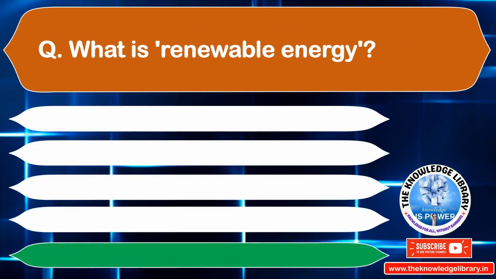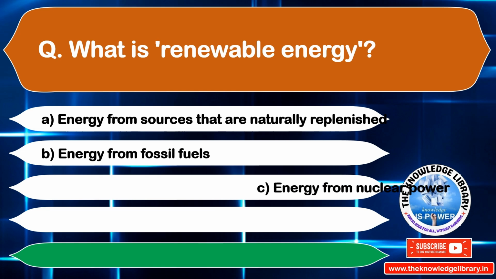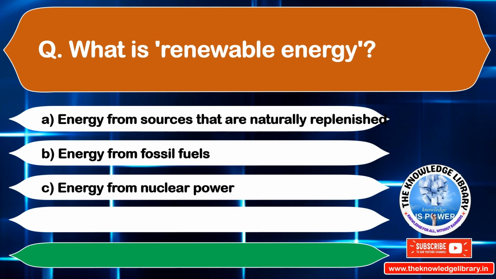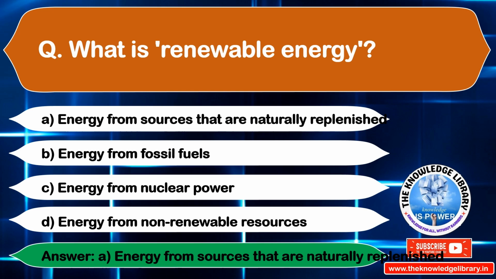What is renewable energy? Option A, energy from sources that are naturally replenished. Option B, energy from fossil fuels. Option C, energy from nuclear power. Option D, energy from non-renewable resources. The correct answer is option A, energy from sources that are naturally replenished. Moving to the next question.